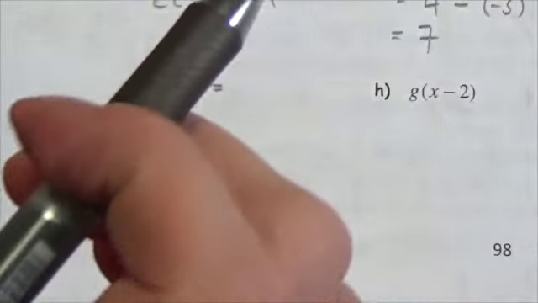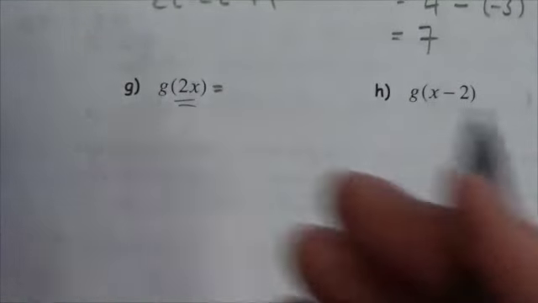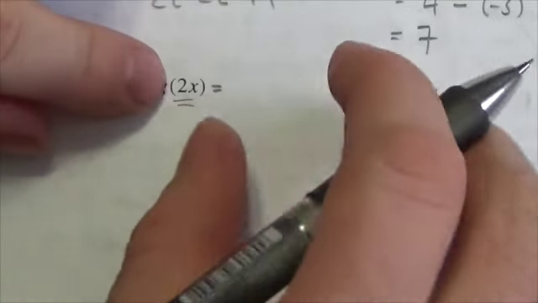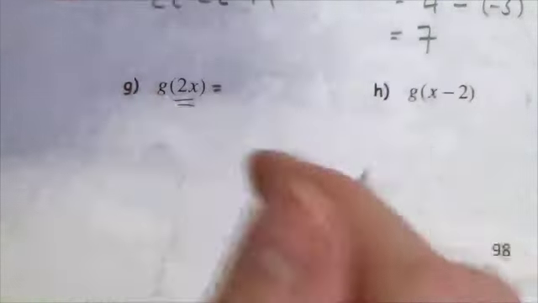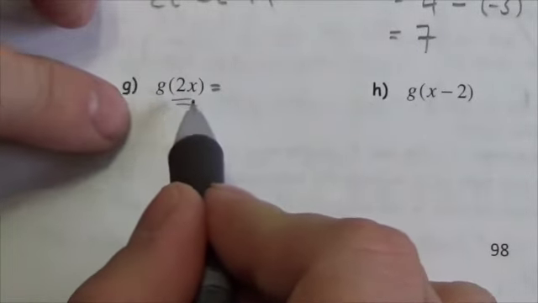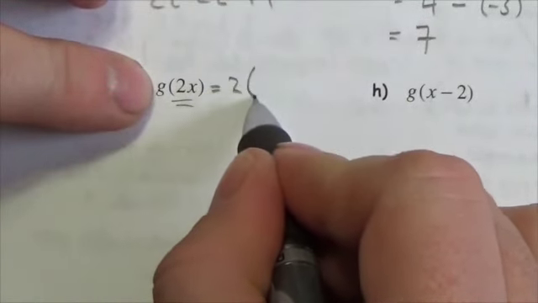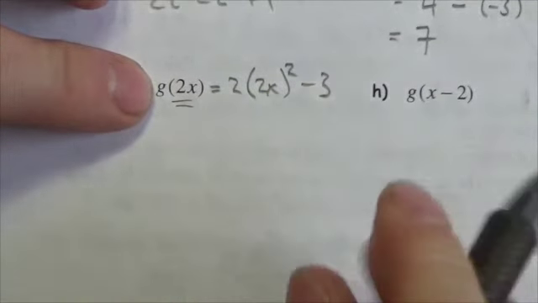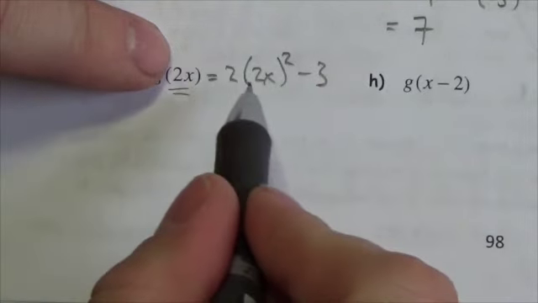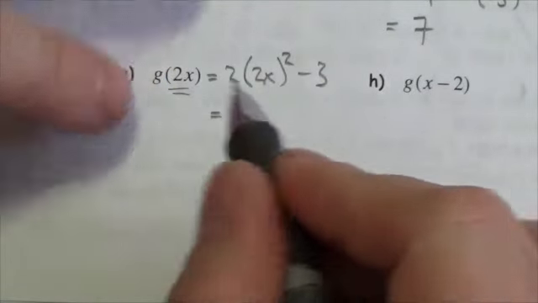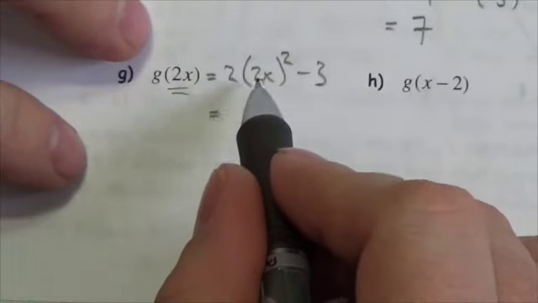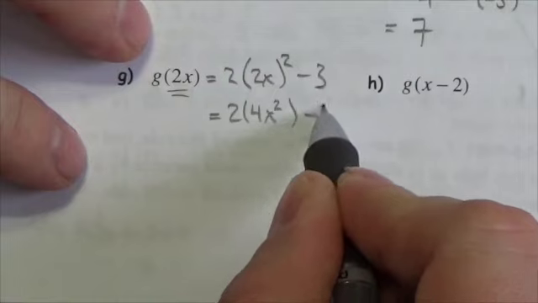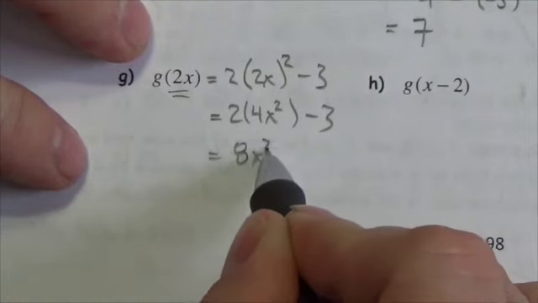That's what this is. Now, after you do the work here, then the independent variable will become just x. But until we get into that function here, this is the independent variable, 2x. So this becomes 2 times 2x, there's the independent variable, squared, minus 3. There's the independent variable in the function. Now we're going to evaluate this. 2x squared will be 4x squared, like this, minus 3. And so that'll just be 8x squared minus 3.